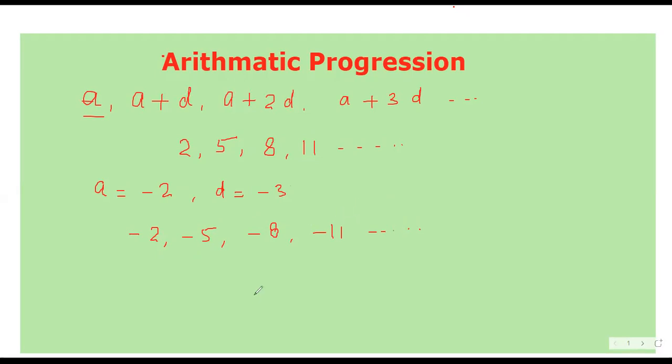Now, generally we write the AP as a plus n minus 1 into d. This is the nth term, an. This is also written as Tn. Let's see one question.